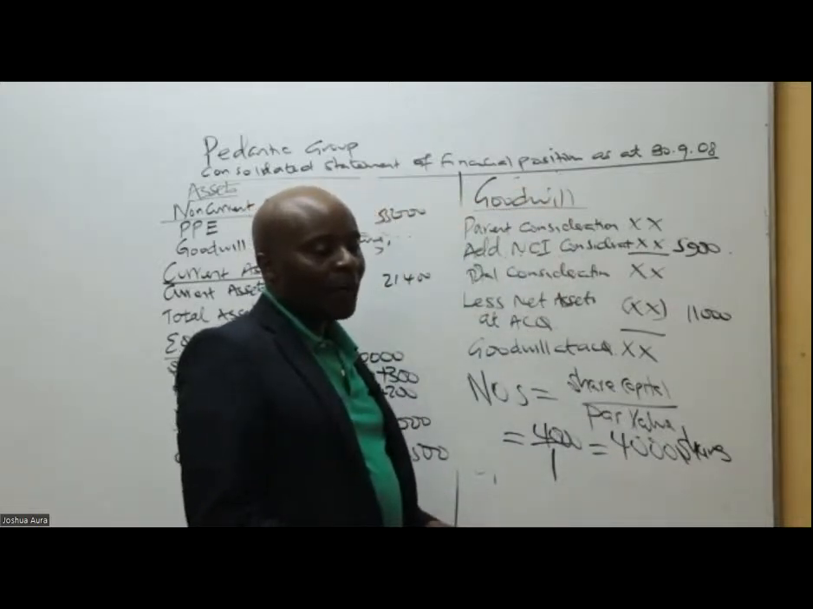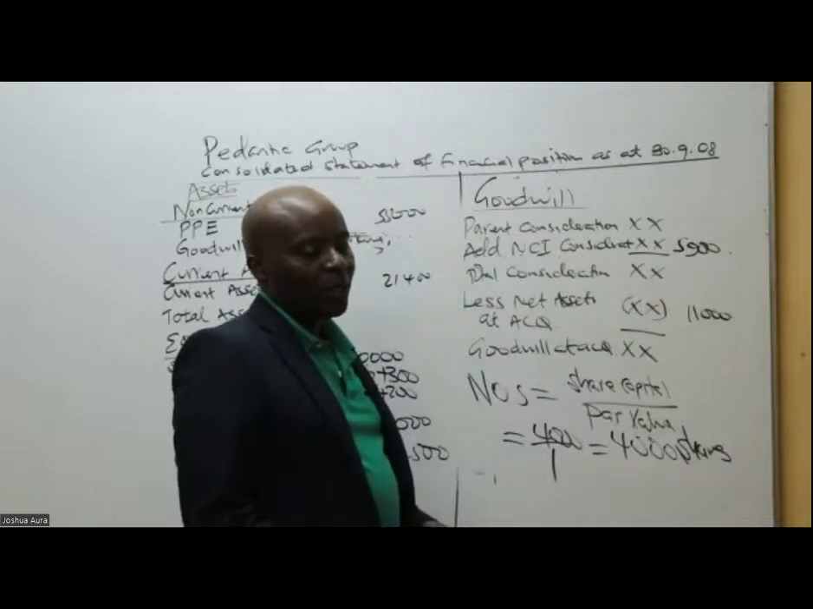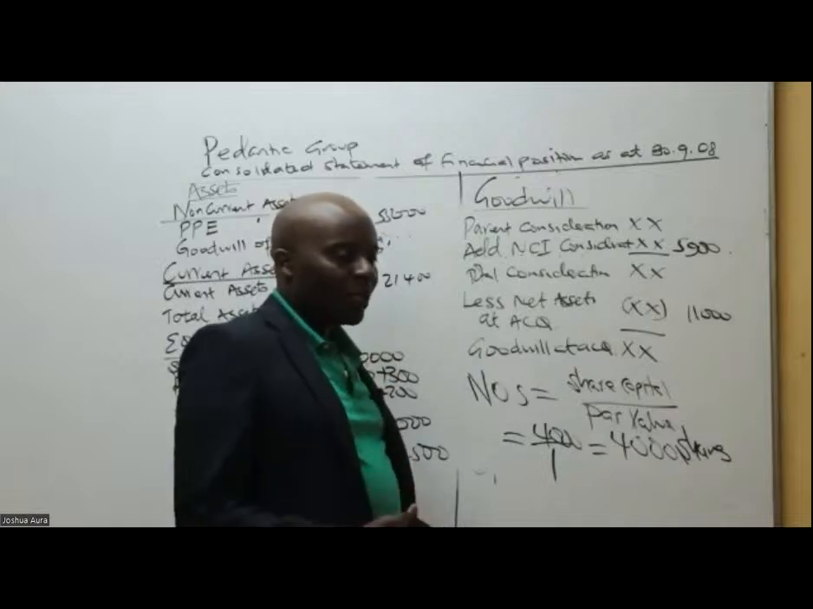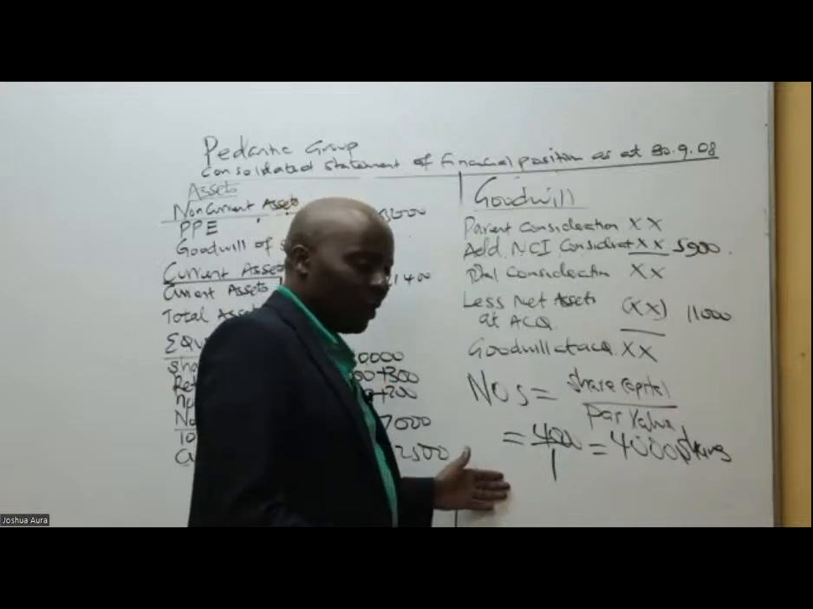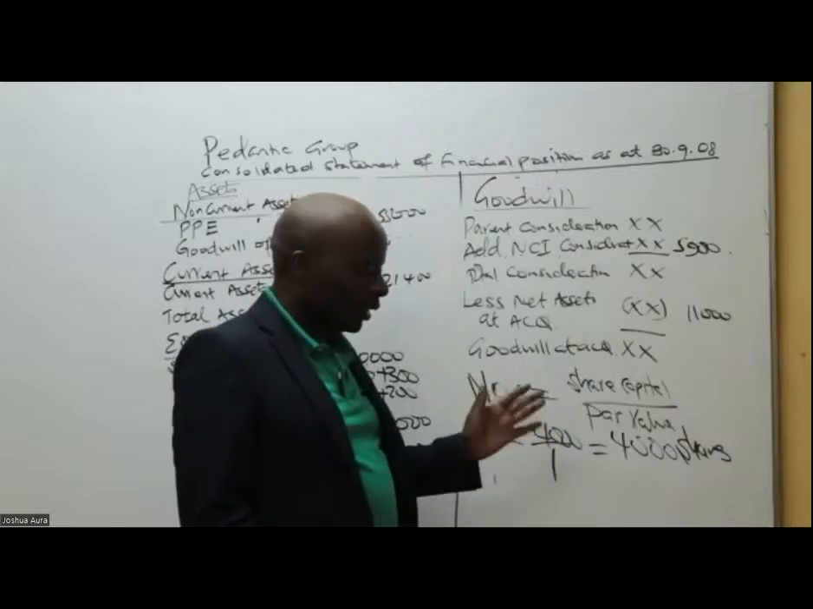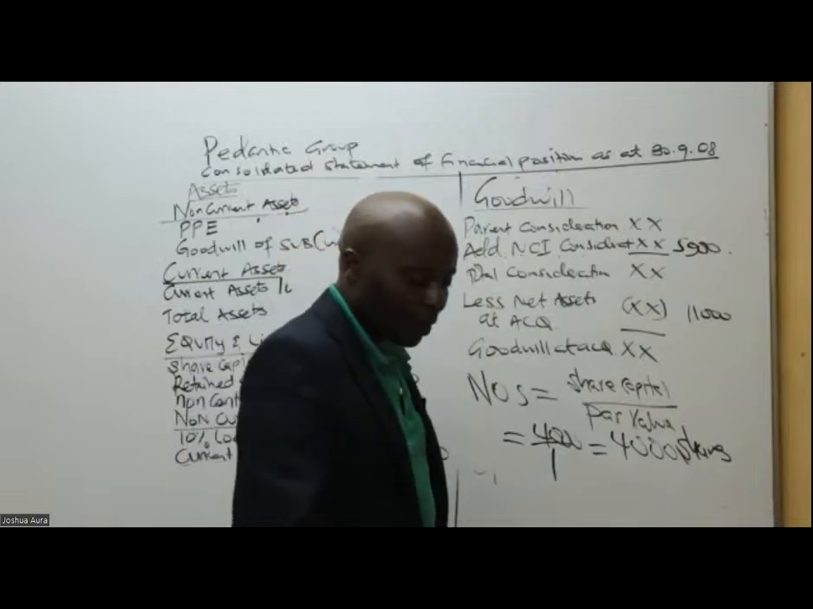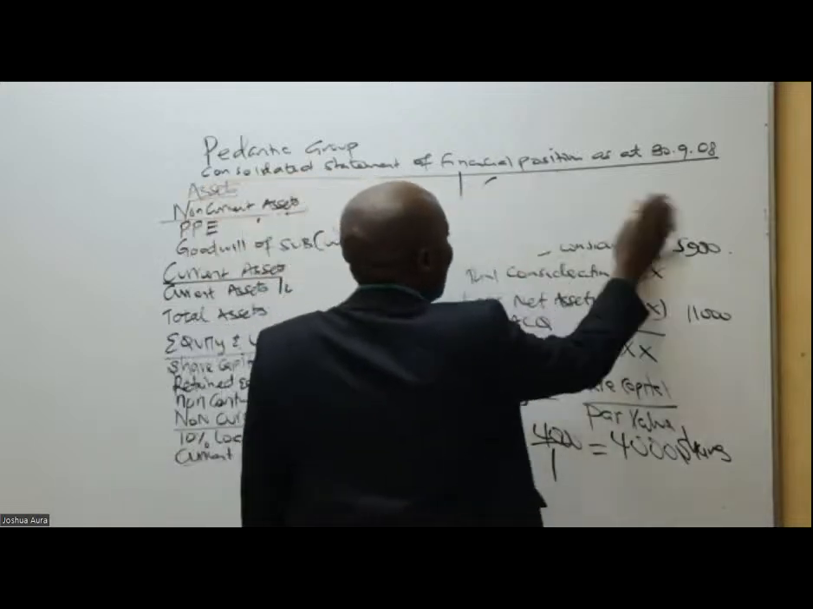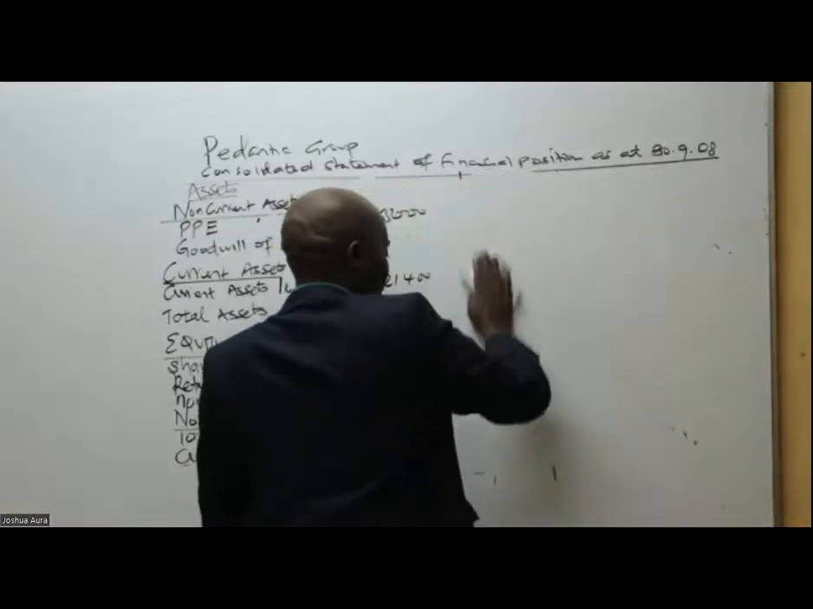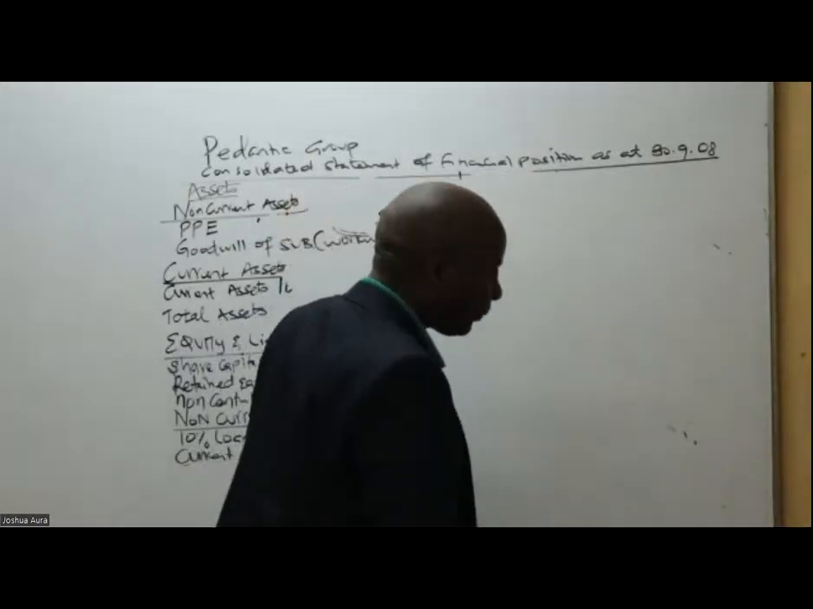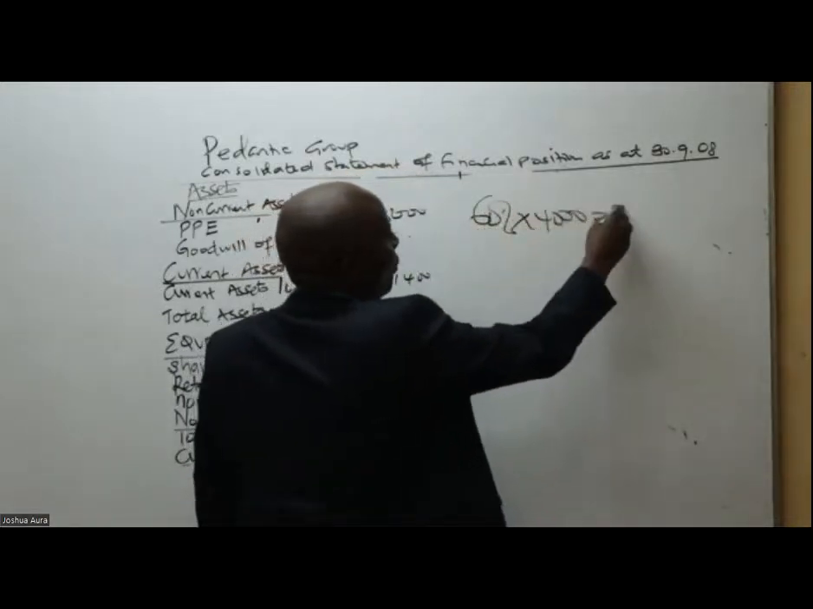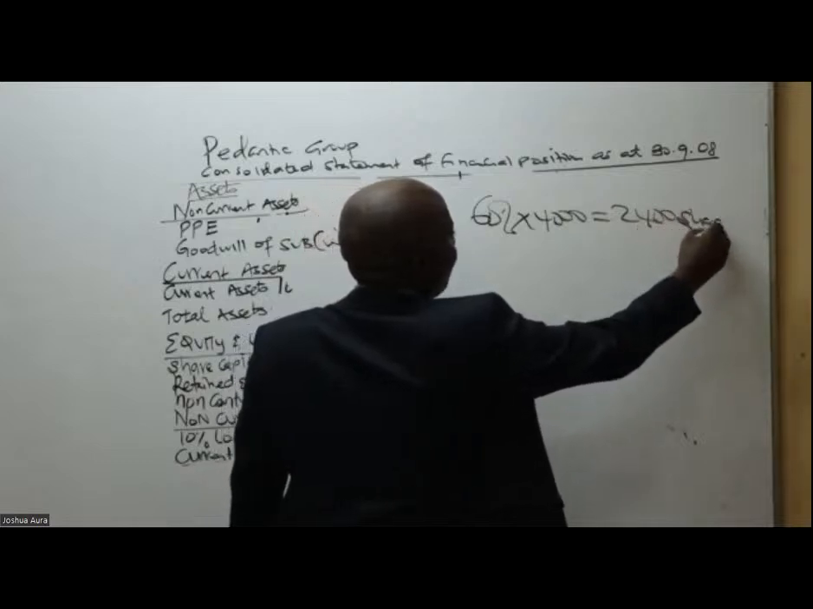Out of these, the parent acquired how many shares? They have given us the percentage. They have told us that the parent acquired 60%. So right there, write: shares of Sophistic acquired by the parent. In this case, we acquired 60% of 4,000, which gives me 2,400 shares.